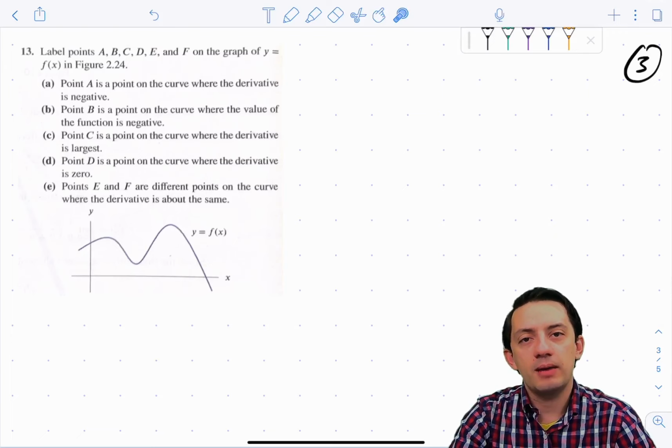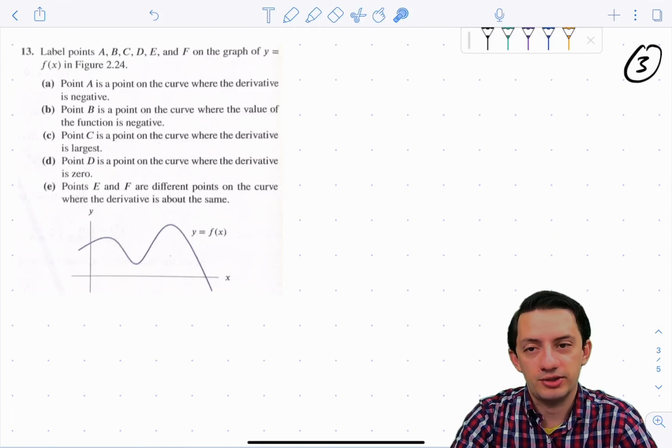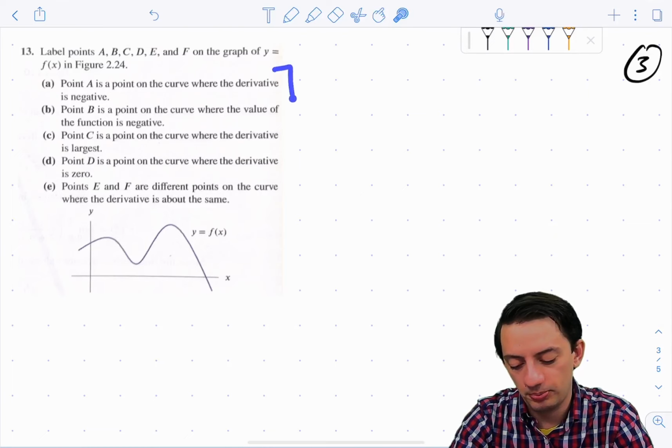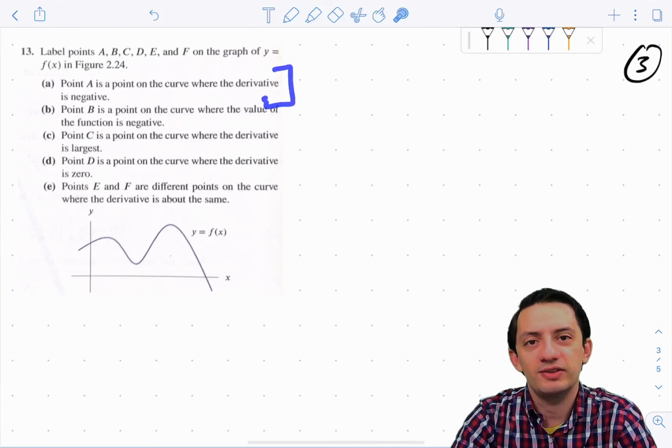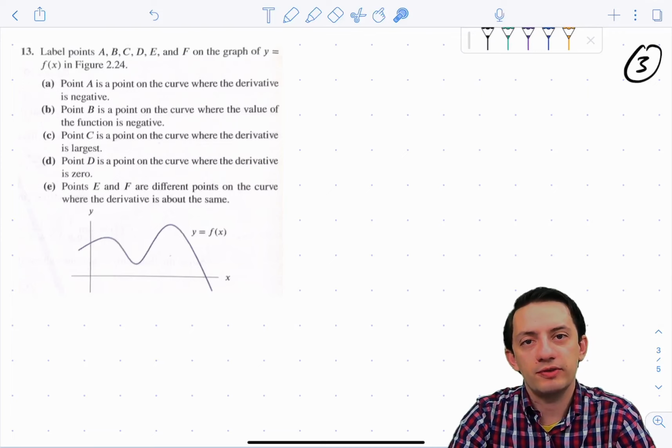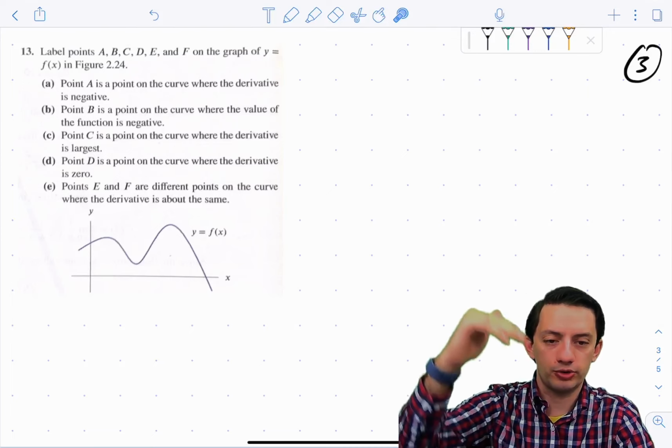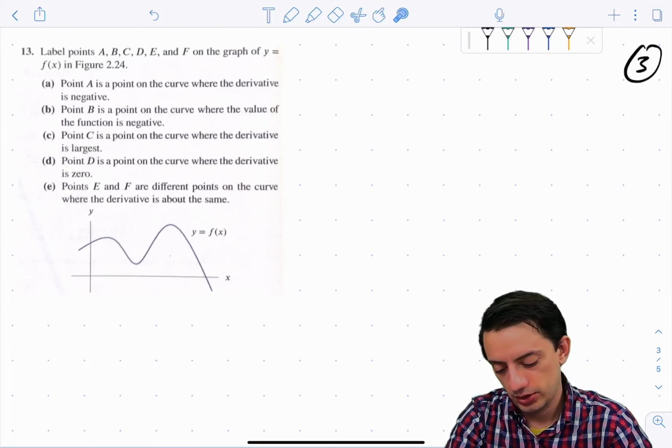Now, the answer might not be unique. We'll see sometimes there could be a couple different answers. So first, for example, they want us to label a point on the curve where the derivative is negative. So derivative is negative means if you're on the roller coaster, you're pointing downhill. So let's start right here.